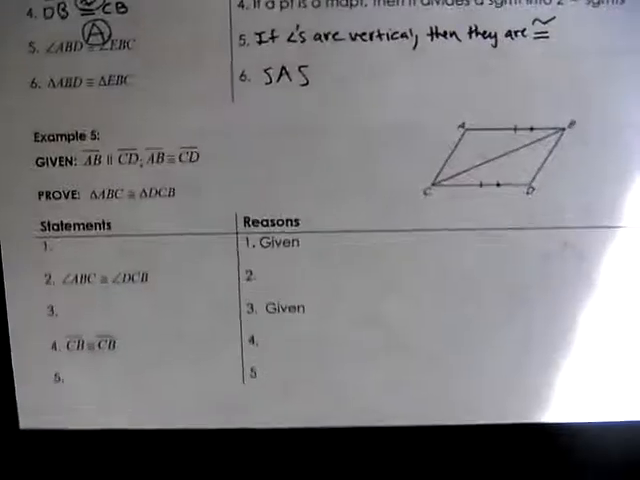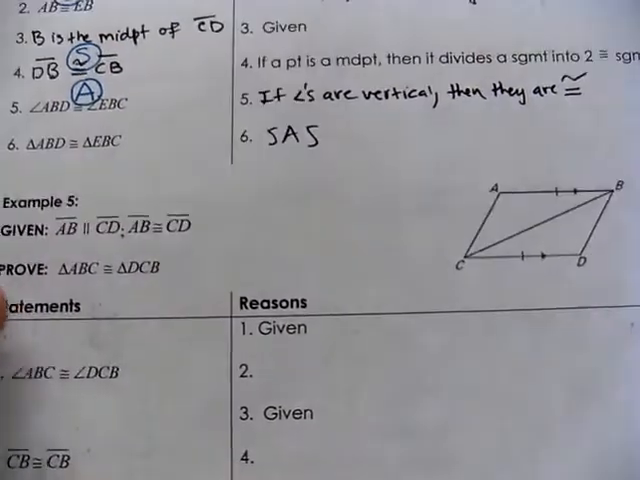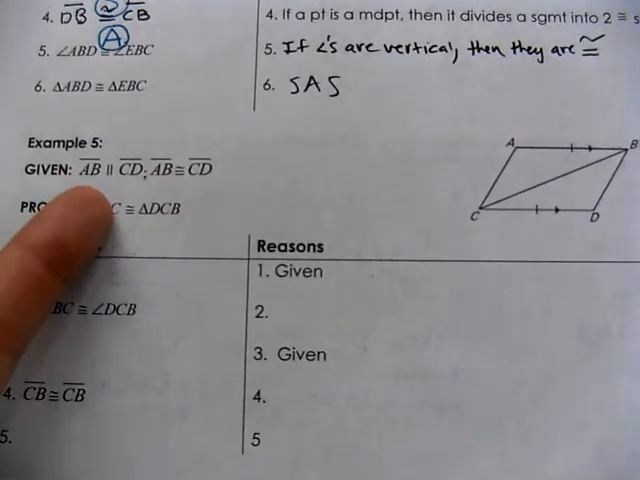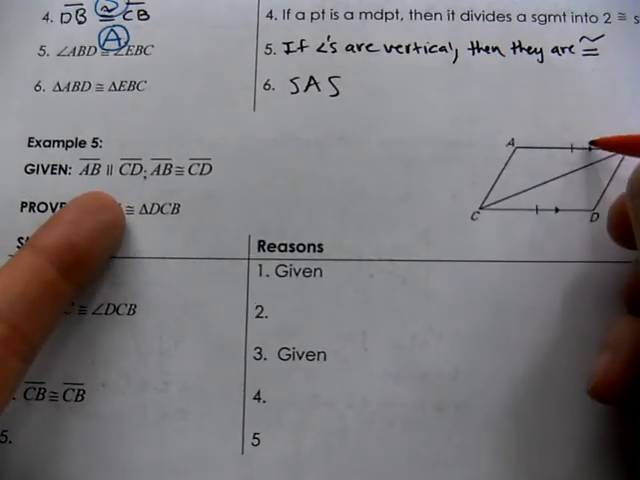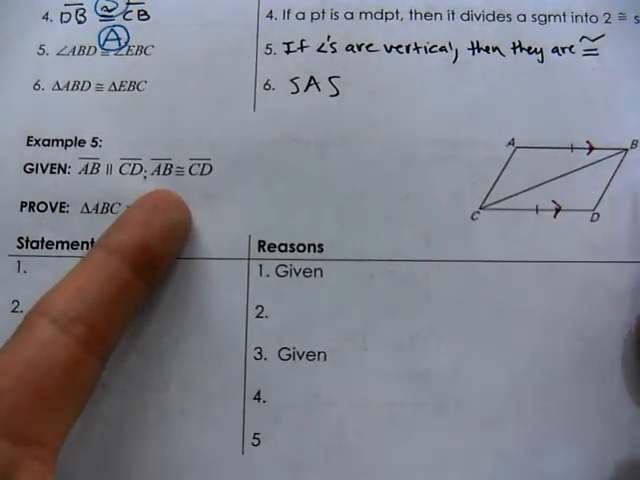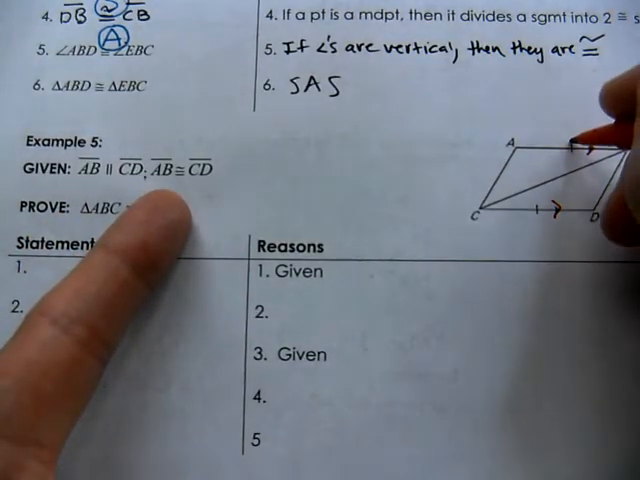Okay, let's finish up with example 5. Here's our last one. Alright, so here we have AB is parallel to CD, and that's already marked. You see those arrows. We have AB is congruent.